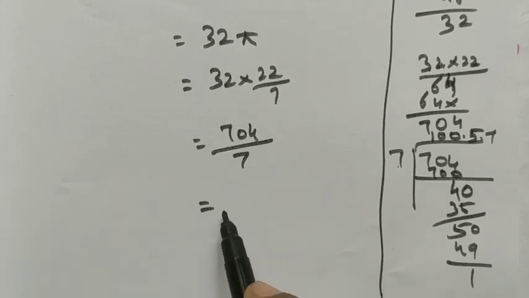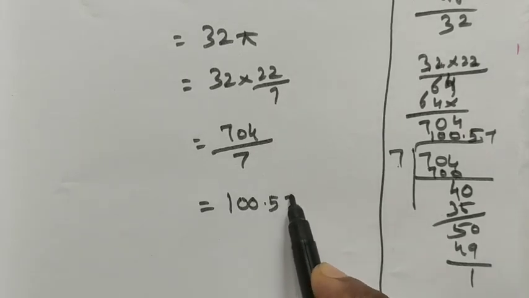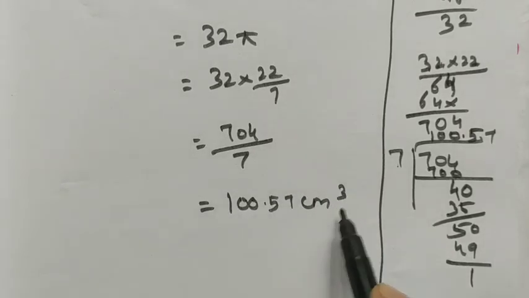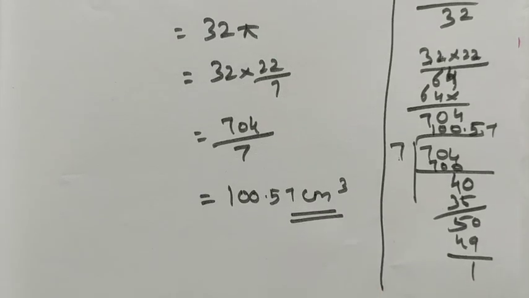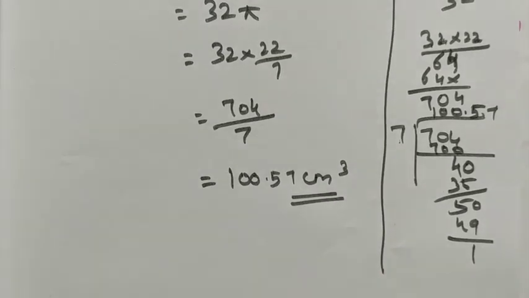So the difference in the volume is 100.57 centimeter cube, the difference in the two volumes of the cones.